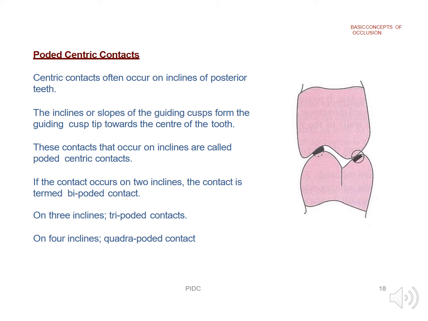The podded centric contacts are the centric contacts that often occur on inclines of posterior teeth. The inclines or slopes of the guiding cusps go from the guiding cusp tips toward the center of the tooth. These contacts that occur on inclines are called podded centric contacts. If the contact occurs on two inclines, the contact is termed bipodded contact. On three inclines is termed tripodded contact. On four inclines is termed quadripodded contact.